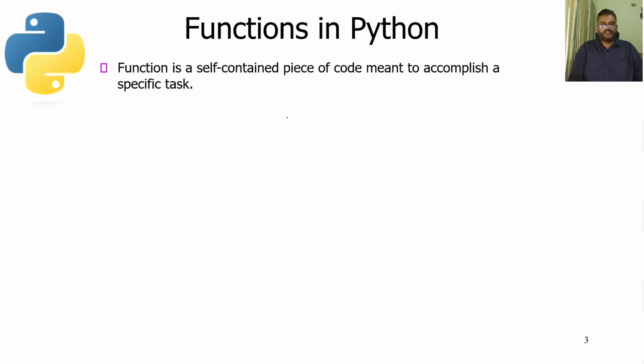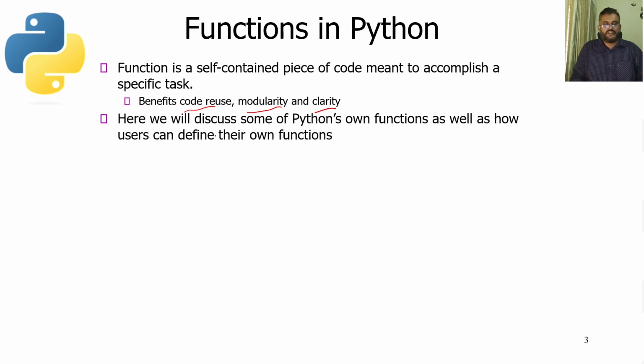So a function is basically a self-contained piece of code which is meant to accomplish a specific task, and it enables you to get the benefits of code reuse and makes your code modular. And when you are targeting specific tasks, it brings clarity inside your code.